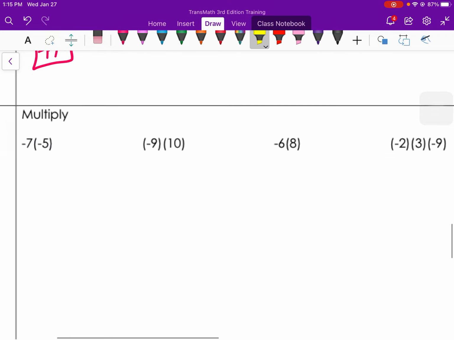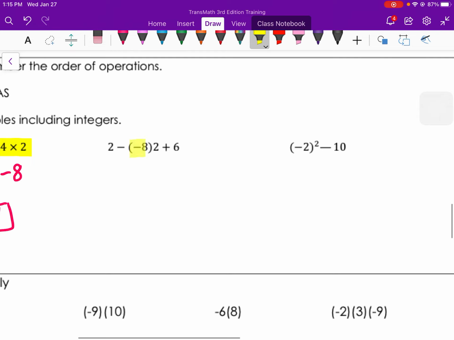In this problem, when you see negative 8 in a parenthesis 2, that means negative 8 times 2. So a lot of times in multiplication, like you've seen in my examples, you'll see just parentheses around a number. Like 2 times 4 can be written like this. So those parentheses with no operation in between means multiplication. So this is what we would do first.